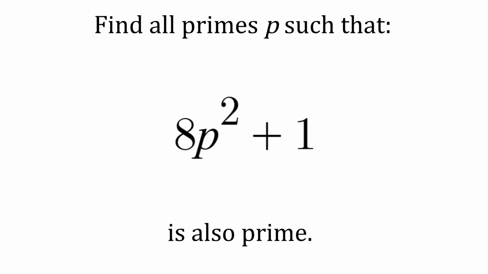So we just solved 2 questions, but our second question was, find all primes p such that 8p squared plus 1 is also prime. The answer to this question is that p is equal to 3 is our only solution. That was our solution to the other question as well.